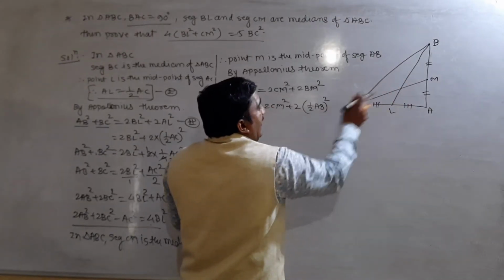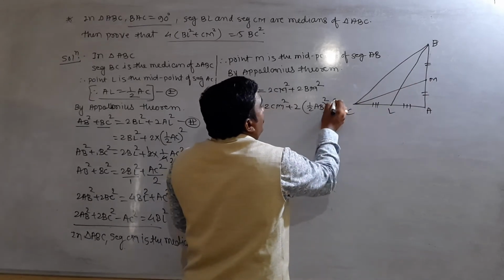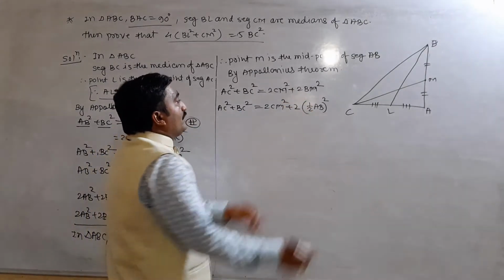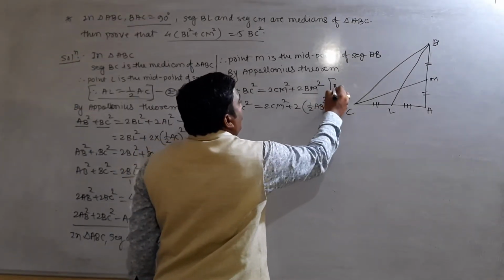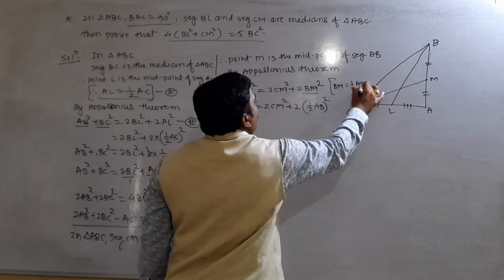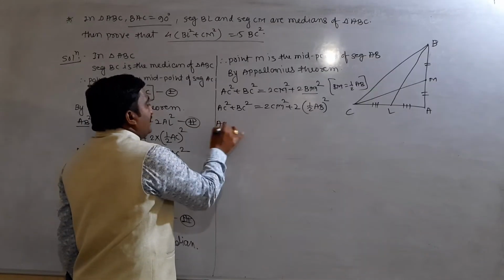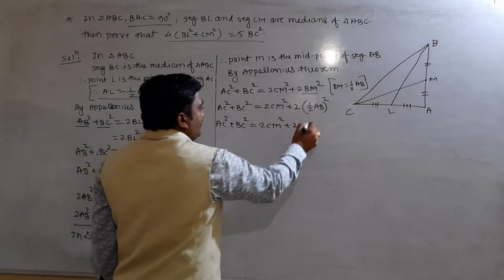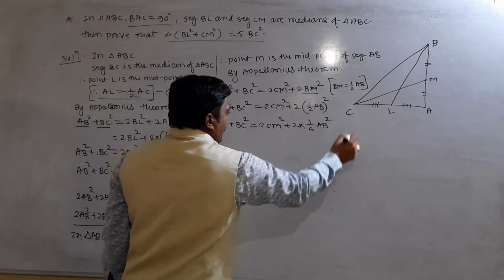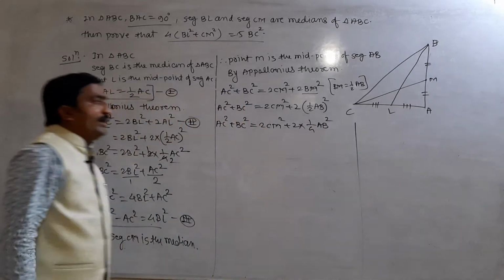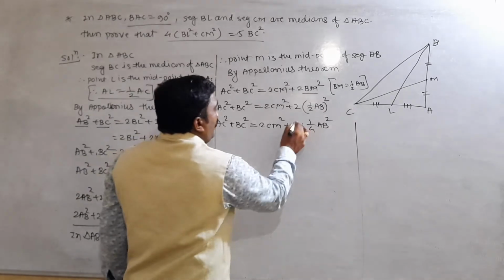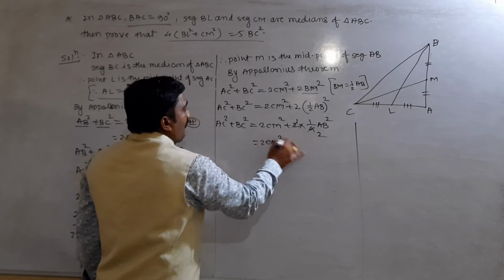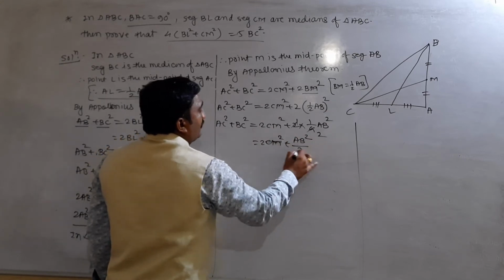Here the reason is that M is the midpoint of AB. So BM is equal to 1 by 2 AB. Remember that BM is equal to 1 by 2 AB. So AC square plus BC square is equal to 2CM square plus 2 into 1 by 4 AB square. 2 into 1 by 4 is 2 by 4, that is 1 by 2. Then 2CM square plus AB square by 2.